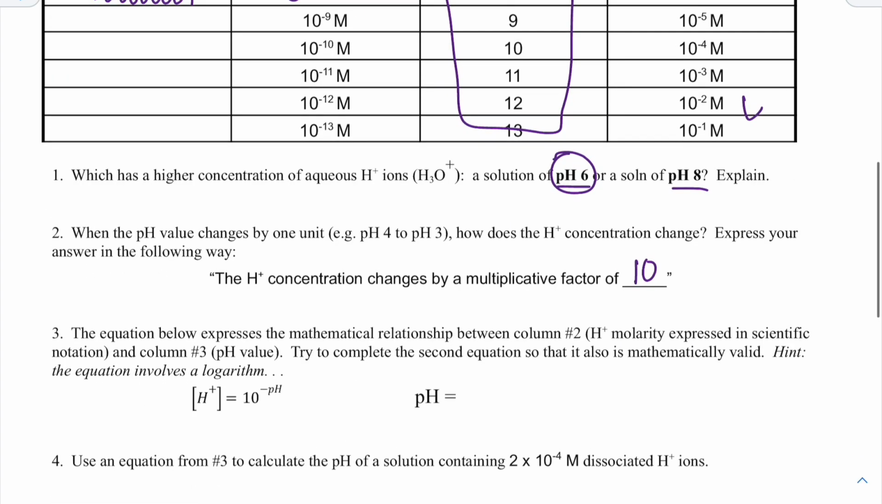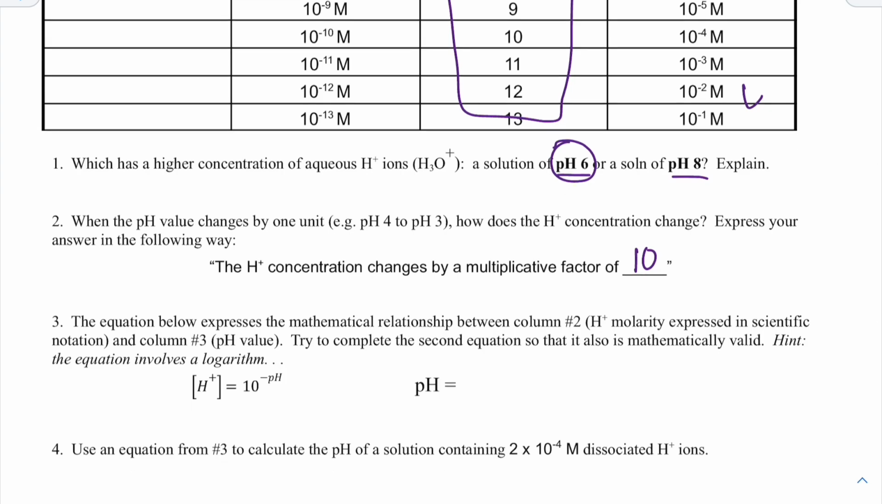Let's look at number 3. The equation below expresses the mathematical relationship between column 2 and column 3. Try to complete the second equation so it also is mathematically valid. If the H plus concentration is equal to 10 to the negative pH, then the pH is equal to the negative log of the H plus concentration.